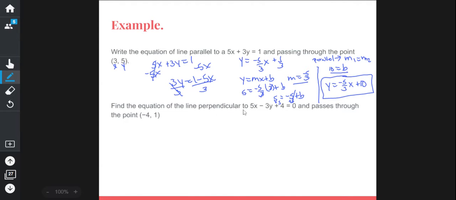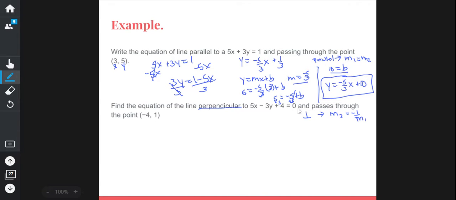So find the equation of the line negative 5x minus 3y plus 4 equals 0 and passes through the point negative 4, 1. So now I have perpendicular. Perpendicular, and I'm going to use this sign for perpendicular, means that m2 equals negative 1 over m1, right? So negative reciprocal. So first I need to figure out my slope, and when I figure out my slope, my new slope is going to be a negative reciprocal. And then I can use the same steps as before, substitute my point, define my line.